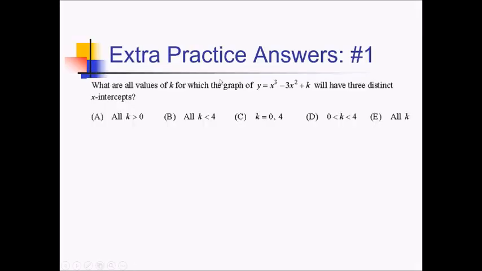On this problem, we want to know k values for which the graph of x cubed minus 3x squared plus k has three distinct x-intercepts. So this one is definitely tricky. Thinking about this a little bit, we basically need this thing to cross the x-axis 3 times, which means it has to turn around a few times. So if you're not sure how to proceed, when in doubt, take a derivative and see what happens.